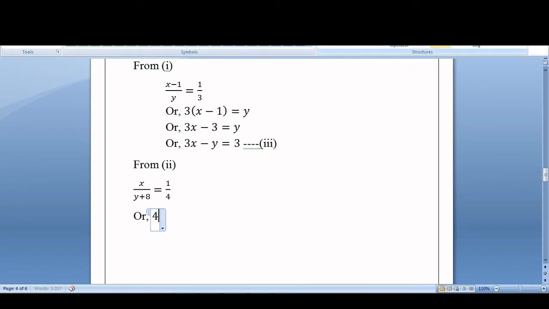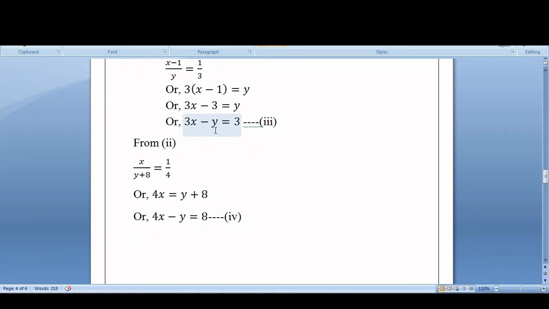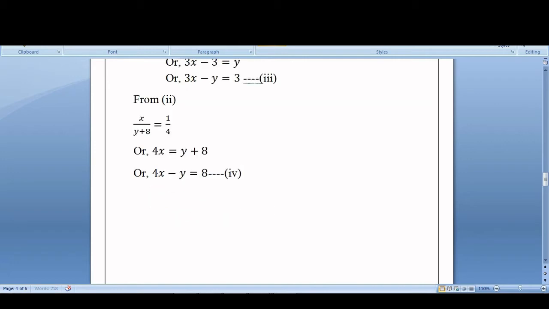So here also let's cross multiply. So it will be 4x equals y plus 8. So it will be 4x minus y equals 8. Now let's mark this as equation 4. Now what we can do? We can simply find the value of y from this equation and then substitute it in this equation. Or we can do one more thing. We can simply subtract equation 3 from equation 4 by using the elimination method.